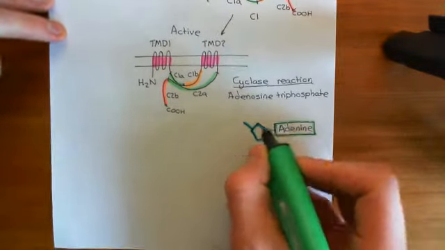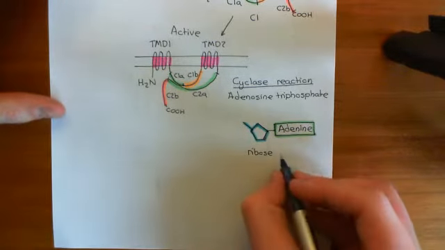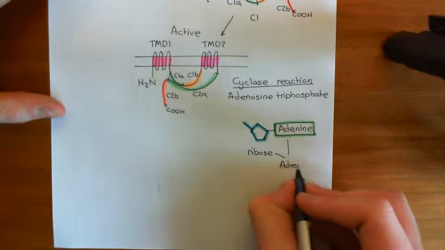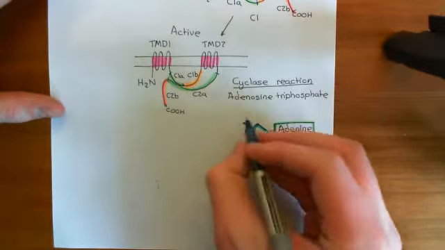Right, so that now is adenosine. Adenosine means adenine bound to ribose. So the combination of these two is then called adenosine. Okay, right. So how do we convert adenosine into adenosine triphosphate?